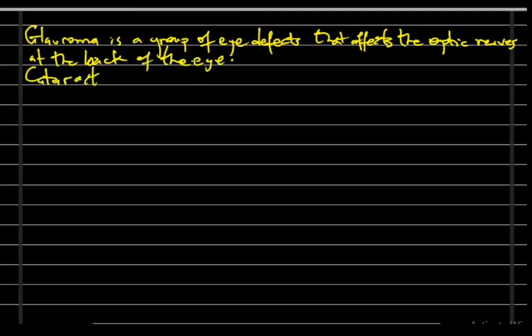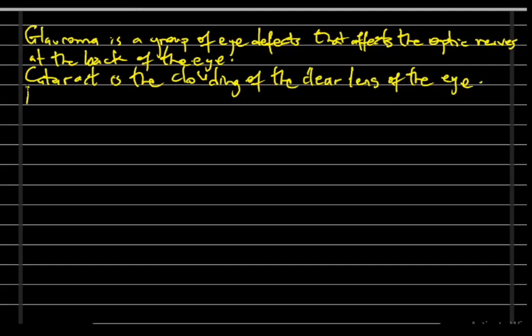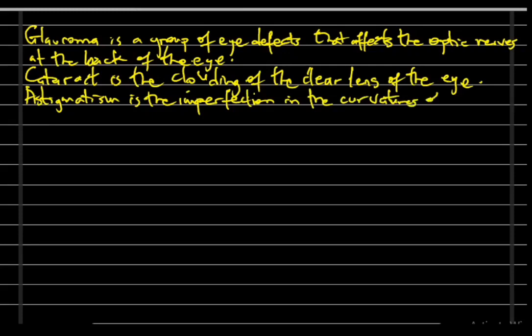Cataract is the clouding of the clear lens of the eye. And astigmatism is the imperfection in the curvatures of the eye. When the eye is not properly curved, that is what results in astigmatism. And so it also causes blurry vision.